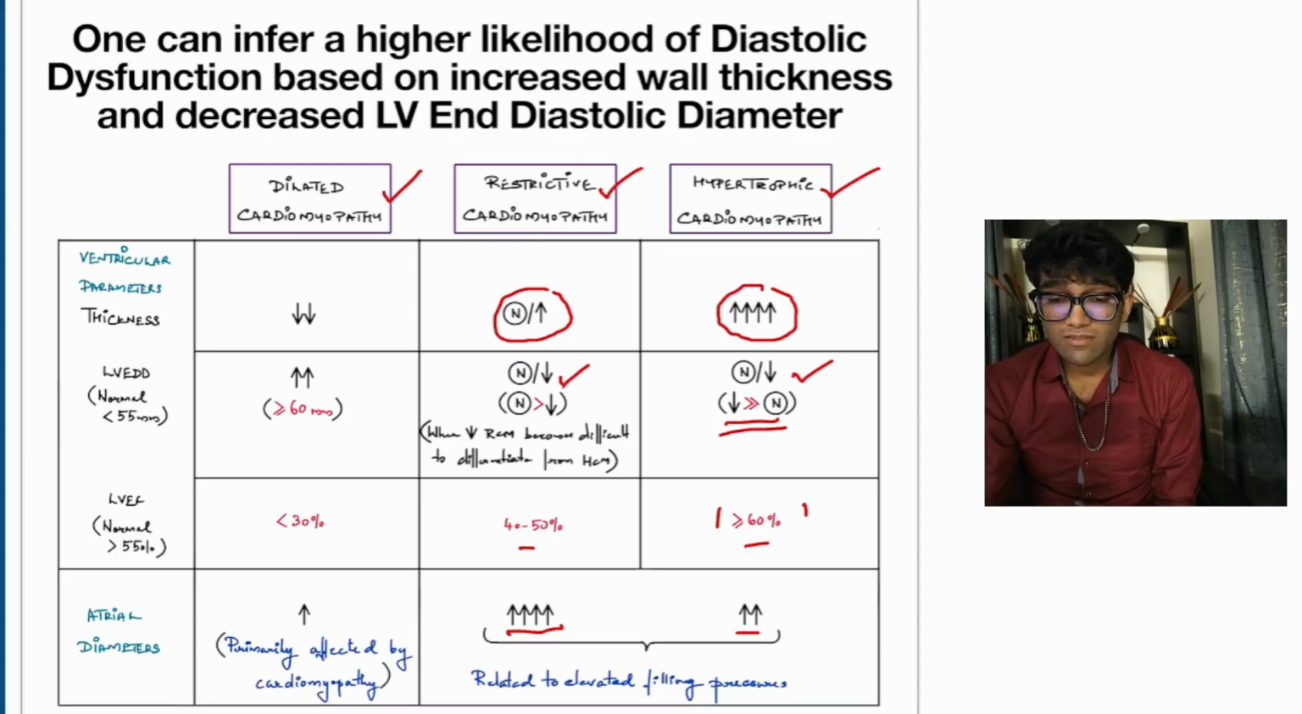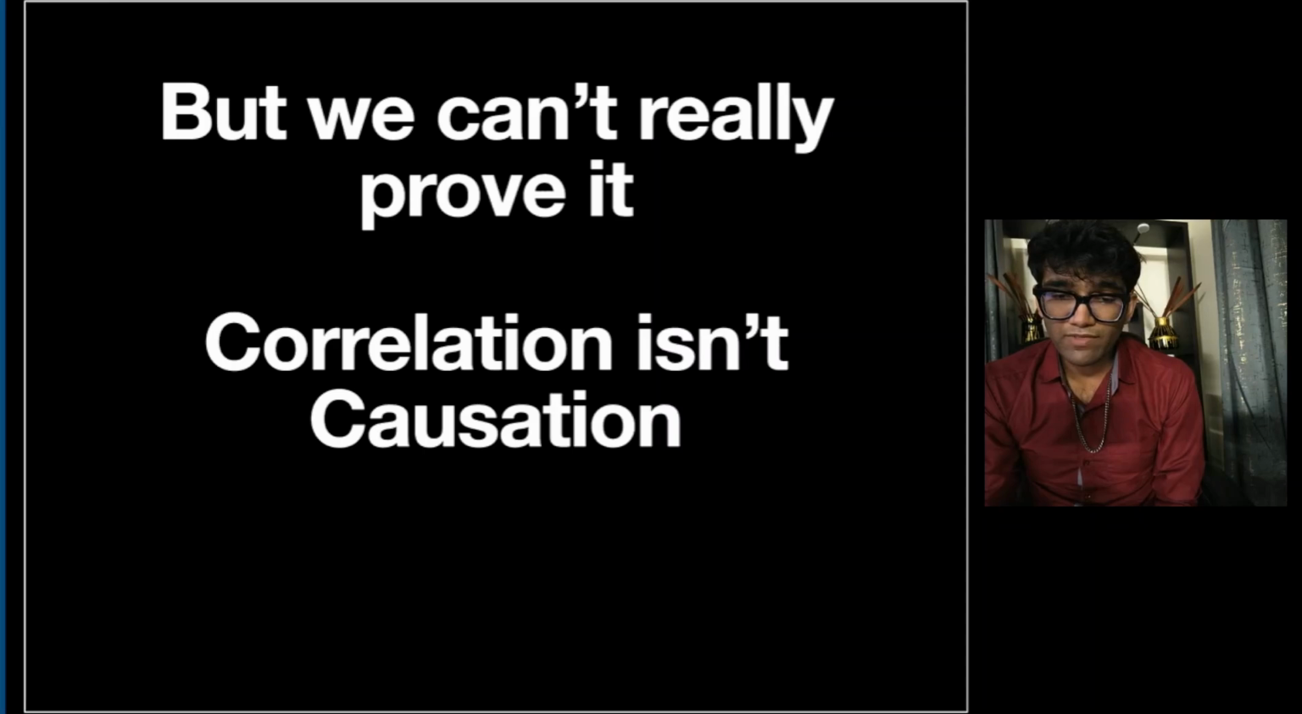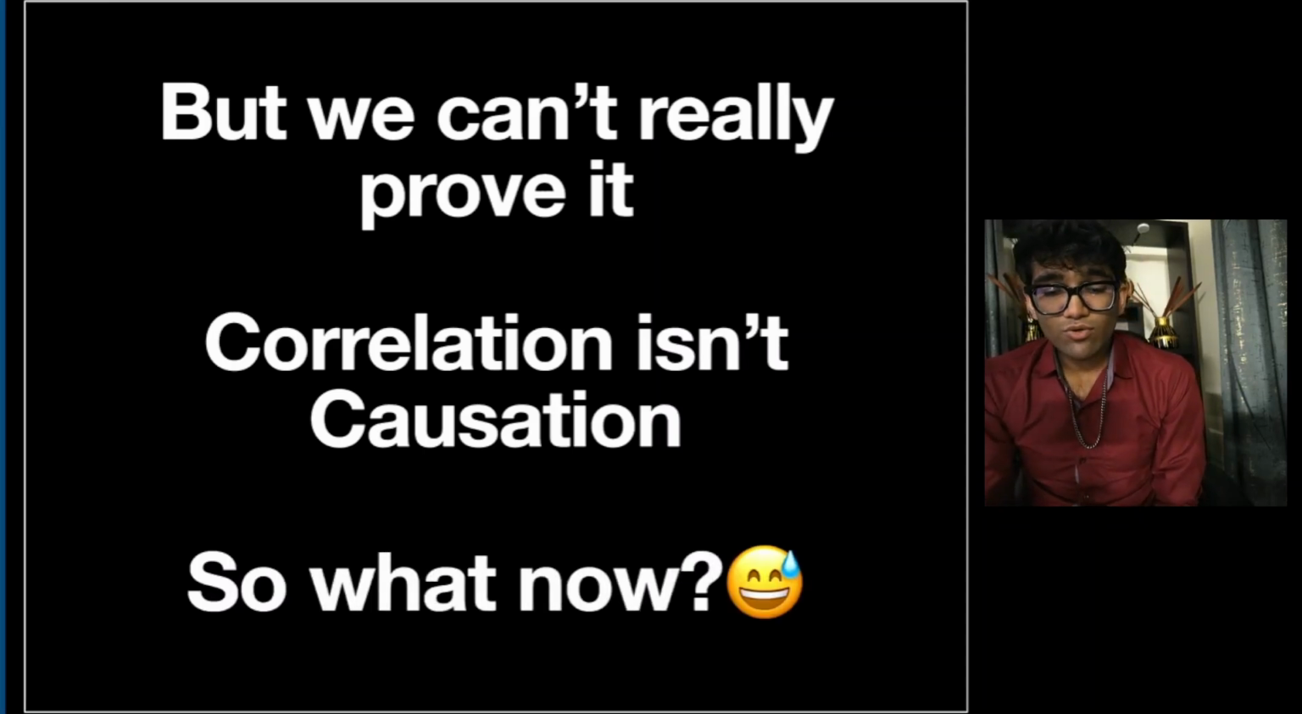However, there is a clear sense of things being a little not as clear as you would require to differentiate between them. So what do we do now? We really can't prove anything here. Correlation is definitely not causation. So what do we know?